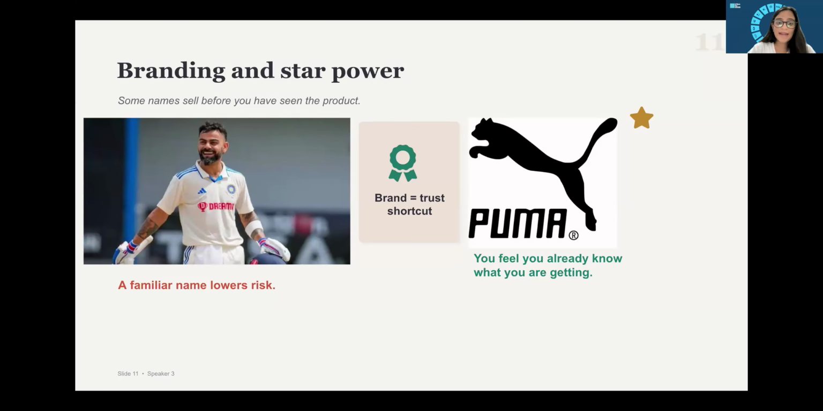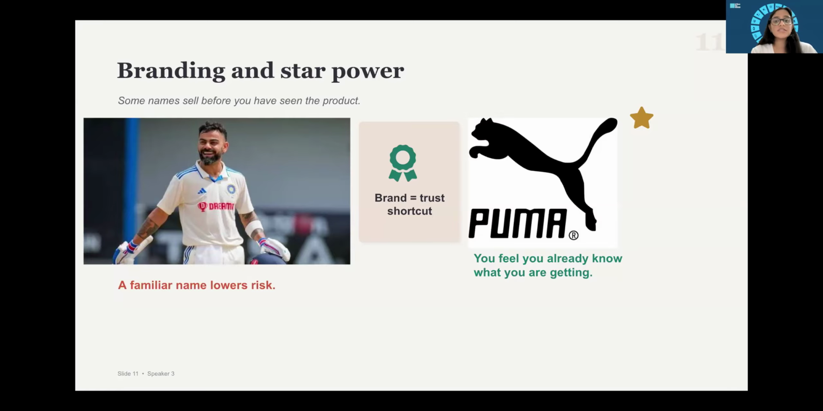So let's talk about branding. Branding is one of the most powerful market forces. A brand is like a shortcut for people. When people choose a familiar actor or when you see someone you know advertising a product, you are going to be more likely to trust them and buy the product.